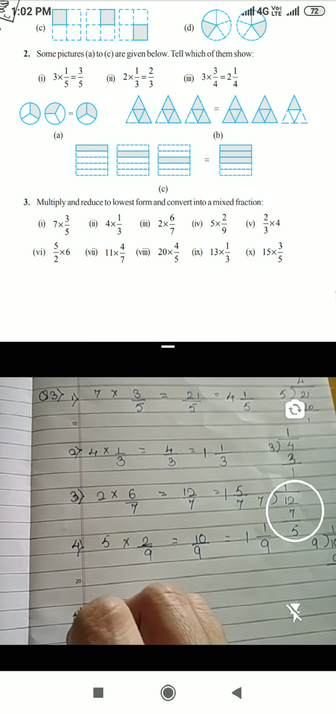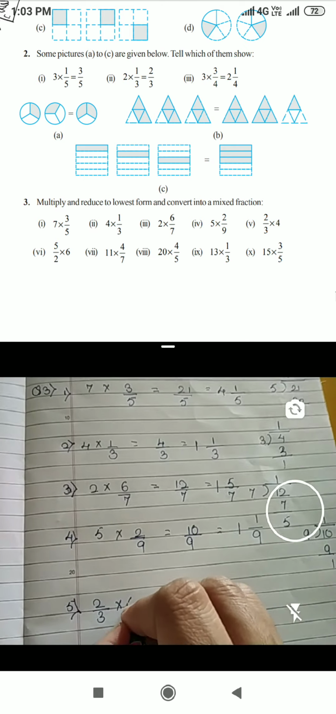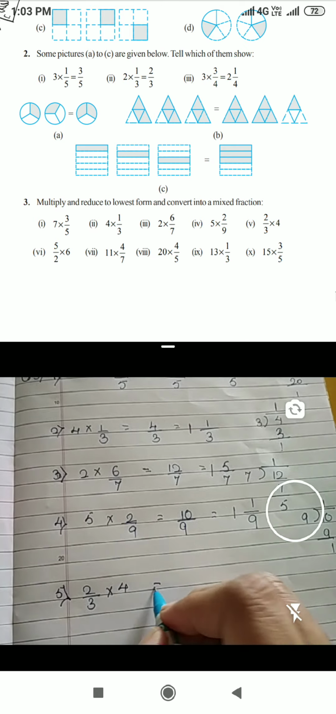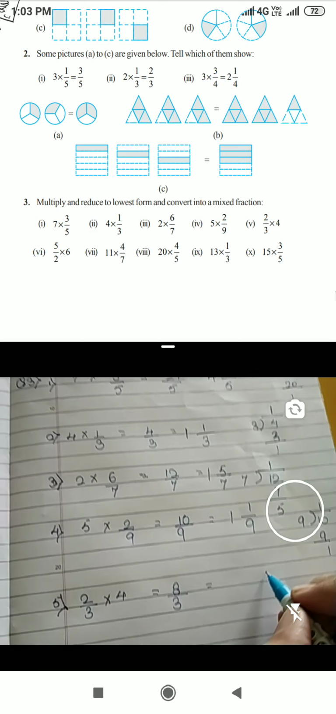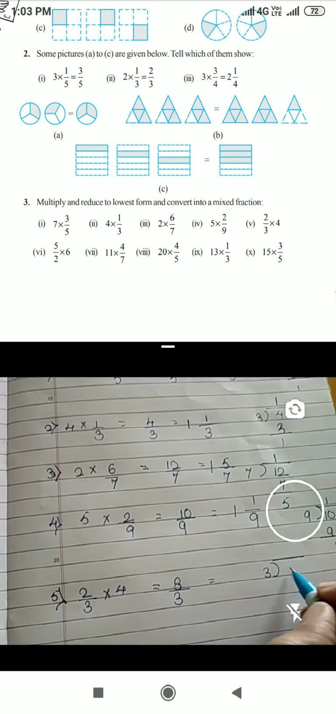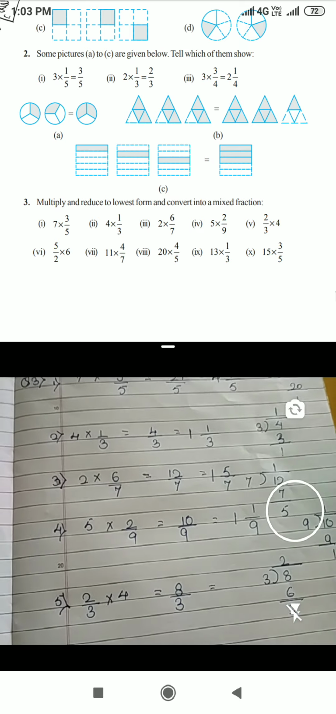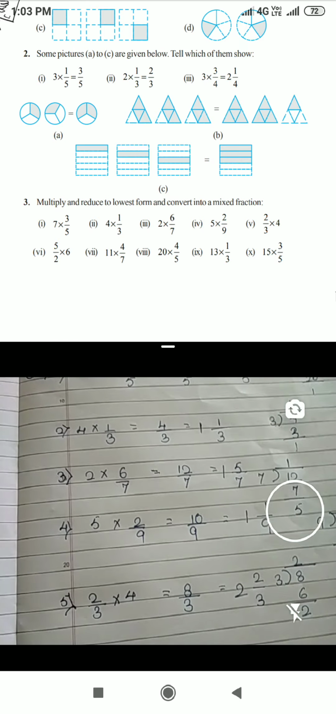Fifth one, 2 upon 3 into 4. 2 4s are 8 upon 3. So divide it, 3 and 8, 3 2s are 6. 2 again. So 2, 2, 3.